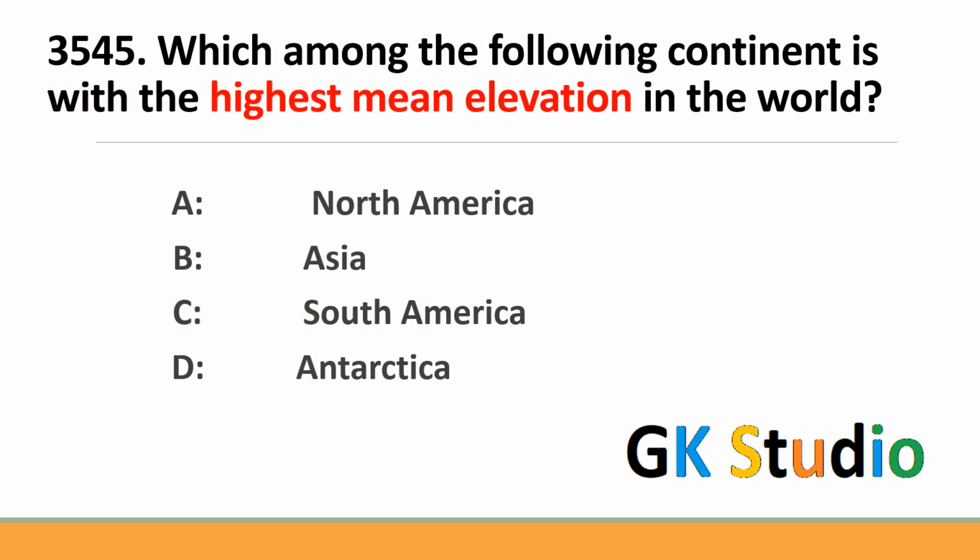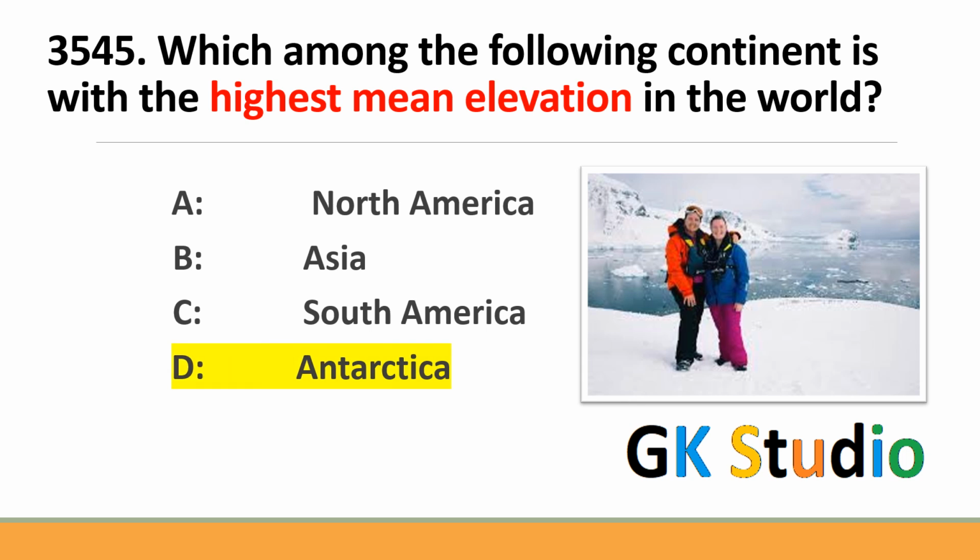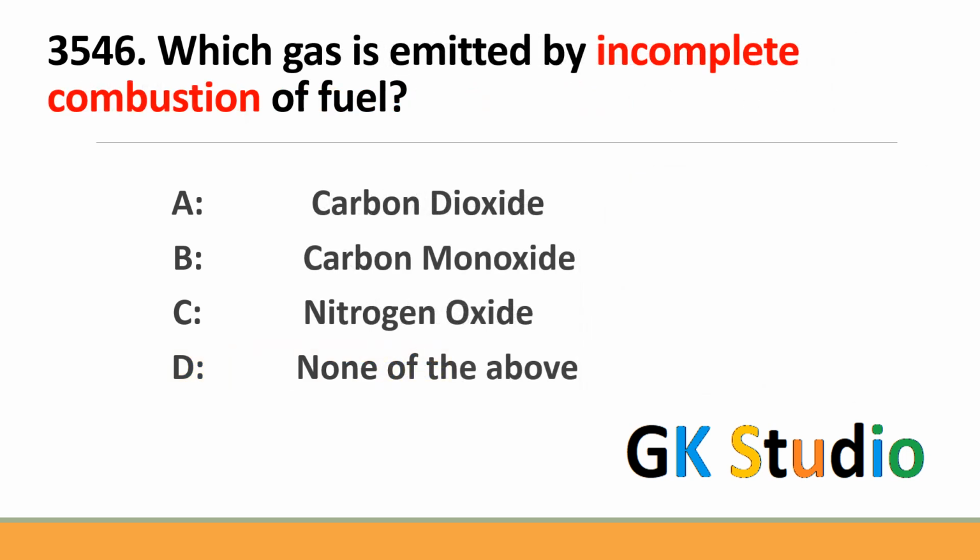Which of the following continents has the highest mean elevation? Antarctica has the highest mean elevation in the world. Which gas is emitted by incomplete combustion of fuel? Carbon monoxide is emitted by incomplete combustion of fuel.